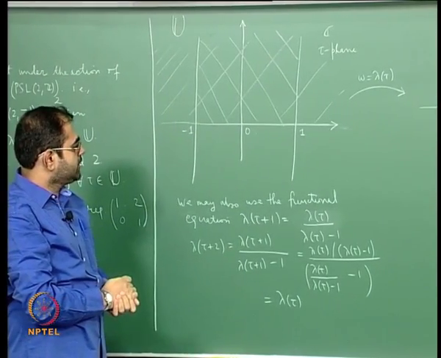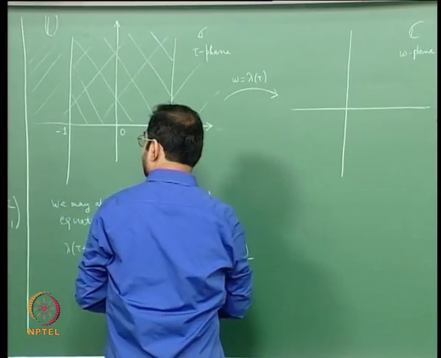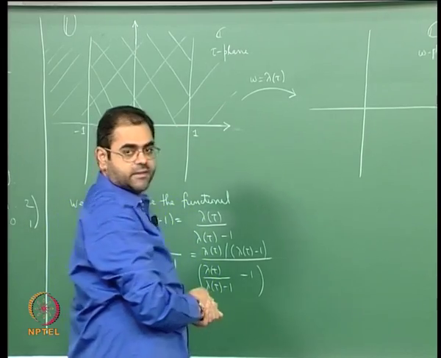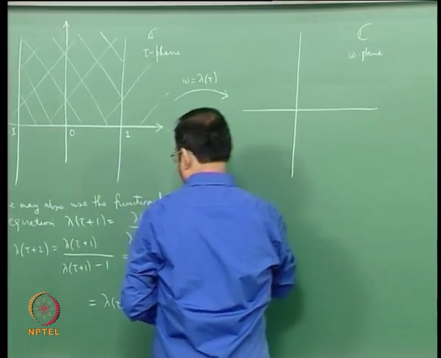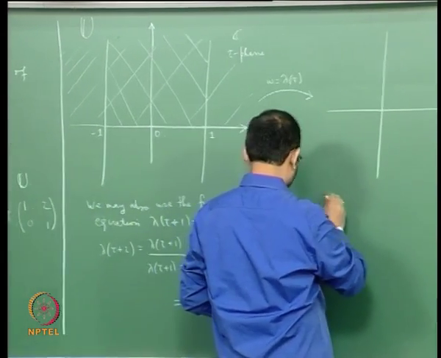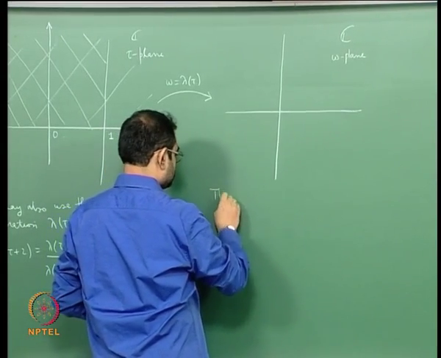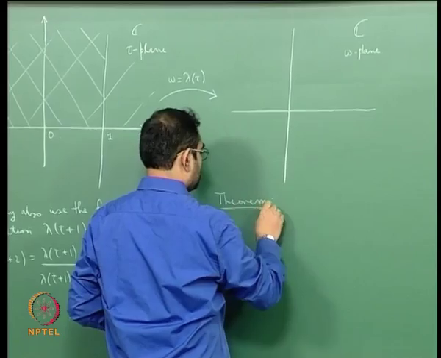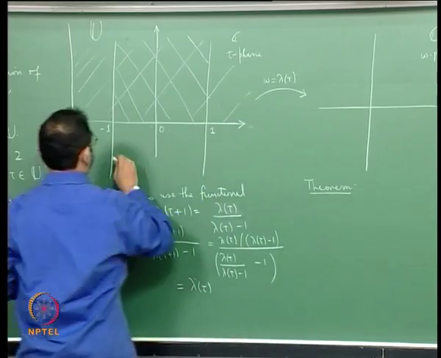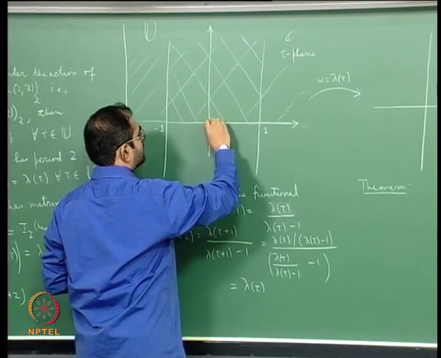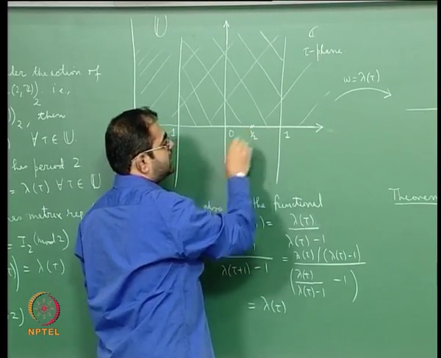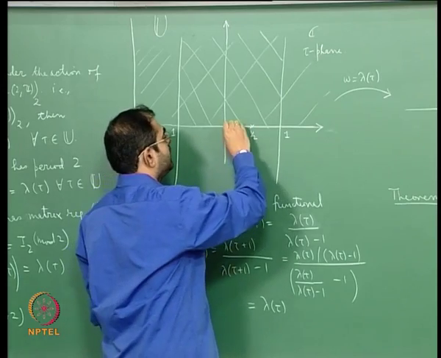Now what is the kind of result we are going to get? Let me state the result that we will get. Let me write the theorem. Let me draw this circle here, which is centered at half and radius half.